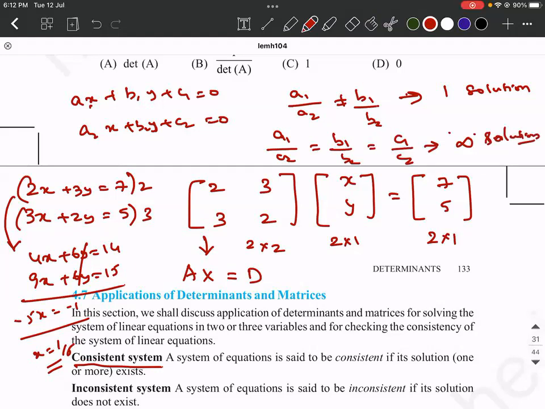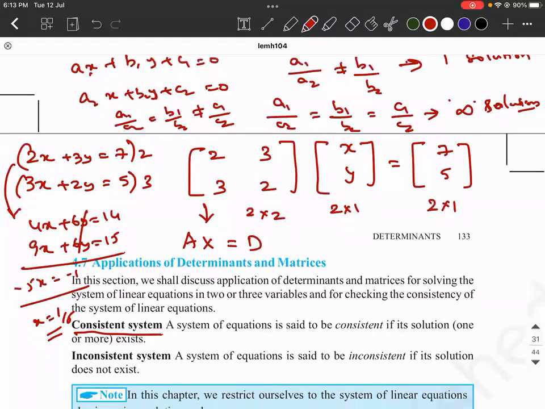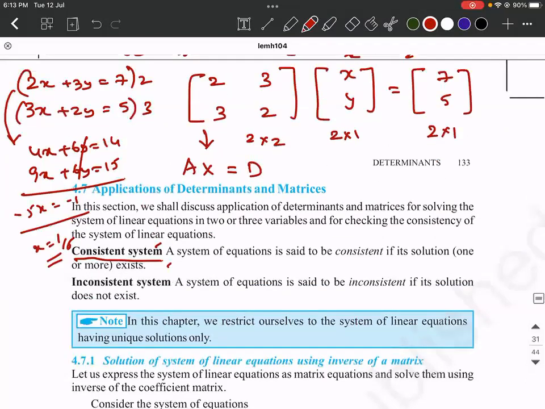Then when can you say the system of equations is inconsistent? When they become parallel lines. So for parallel lines, what will happen? a1/a2 will be equal to b1/b2, but not equal to c1/c2. You're able to recollect all these points. So that is what they've given here. Okay, you can just make a note of it. Consistent means a system of equations is said to be consistent if its solution, that is one or more, exists. And when can you call it inconsistent? If there is no solution at all.